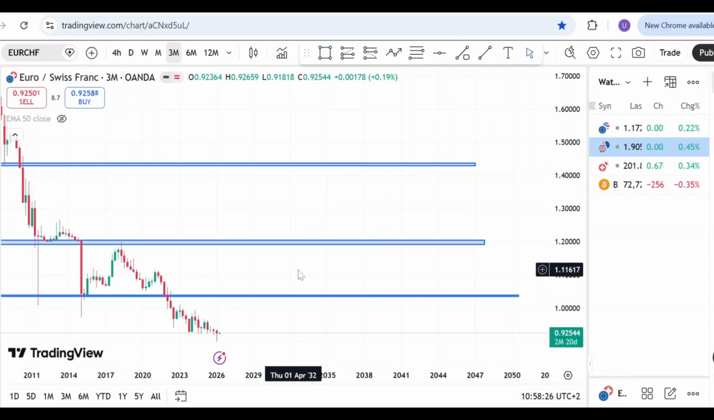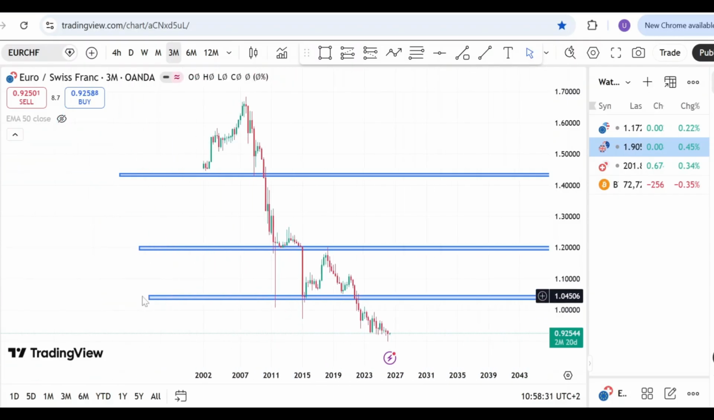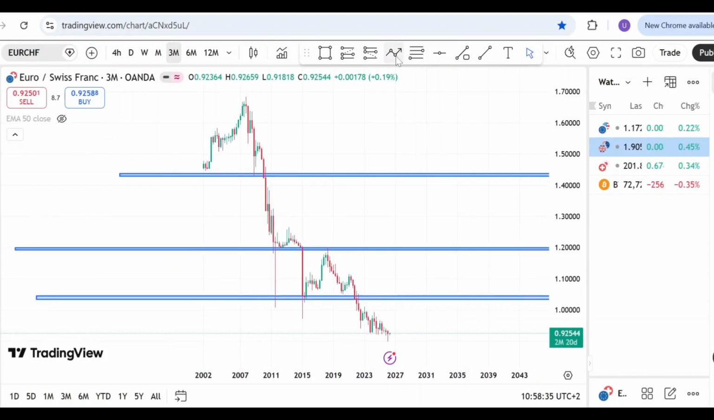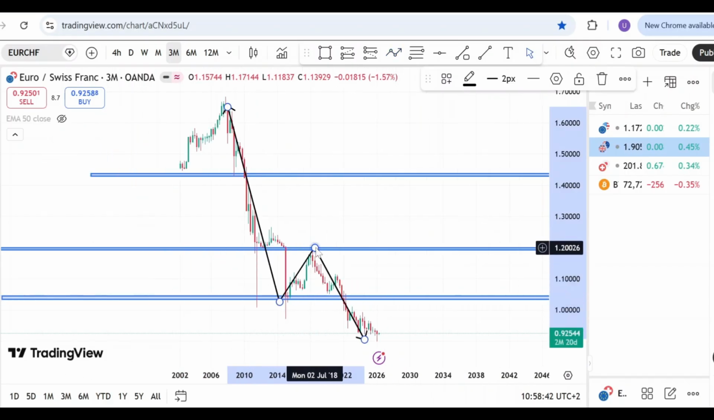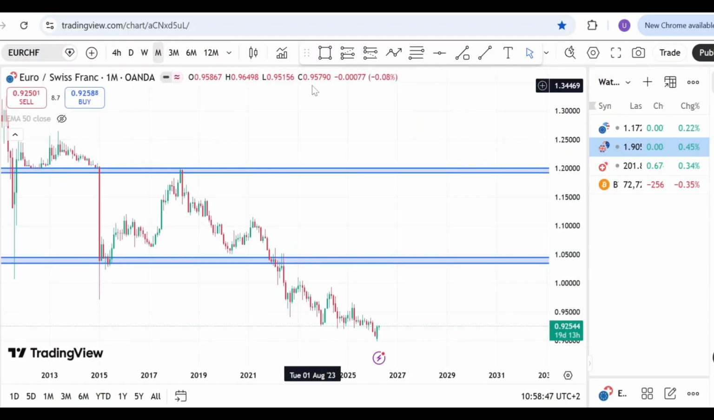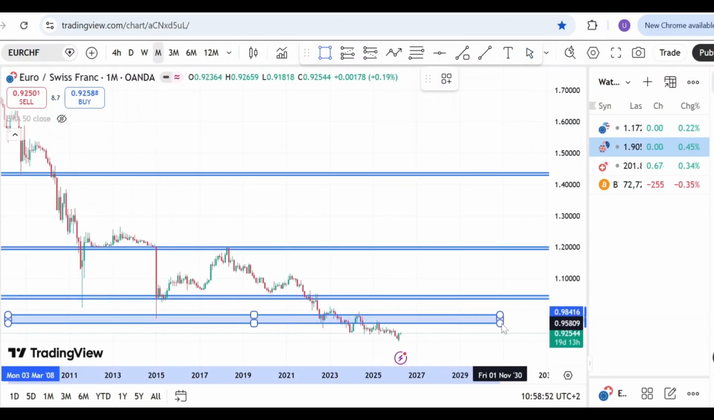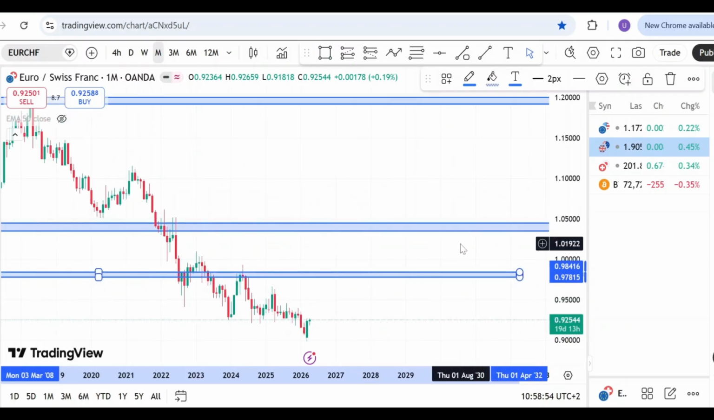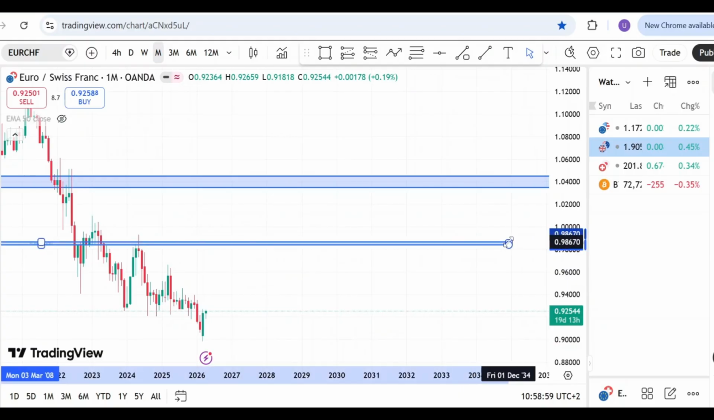Good. Now you can see we are in a downward trend. We are seeing a lower low and a lower high. Break of structure, lower low, lower high, lower low here. Let's consult the monthly time frame and see what is happening here. Okay, still in a downward trend.